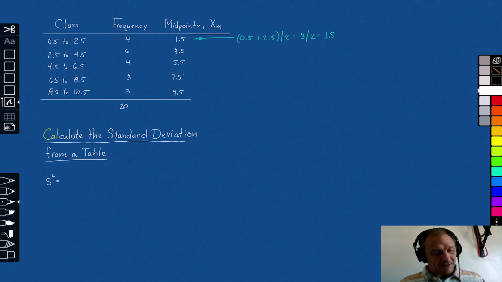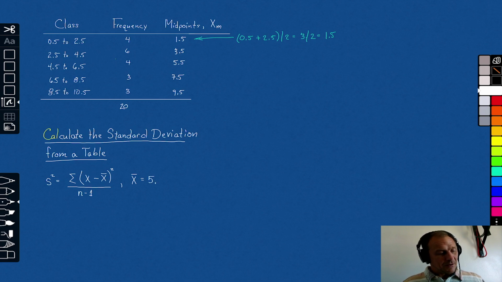Starting with the variance, that's s squared. This is sample variance. It's the sum of the data minus the mean of the data. We square that, and then we divide it by the number of data minus 1. In our last video, we already found that our sample mean was 5. This is going to work out really nice.